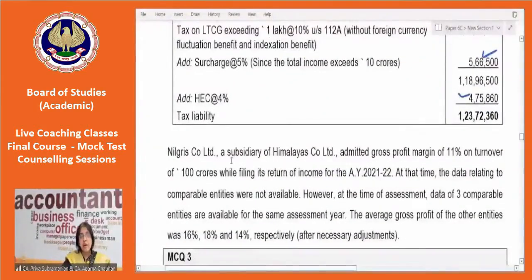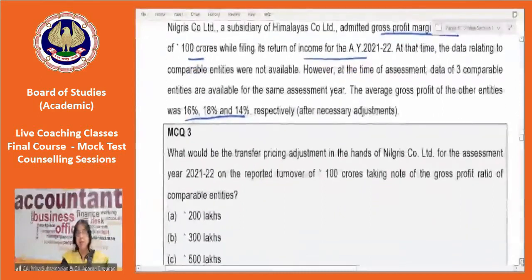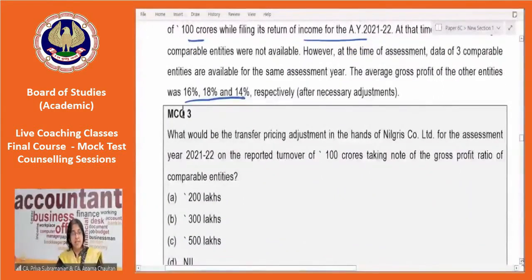Next one, Nilgiris Company Limited, a subsidiary of Himalayas, admitted a GP margin of 11% on turnover of 100 crores while filing its return of income. At that time, the data relating to comparable entities for that year was not available when it filed its return. However, at the time of assessment, data of 3 comparable entities are available for the same assessment year. Average GP of the other 3 entities are given as 16, 18, and 14%. Now, what would be the transfer pricing adjustment in the hands of Nilgiris Company Limited for the assessment year on the reported turnover of 10 crores, taking note of the GP ratio of the comparable entities? So 4 options are given: 200, 300, 500, and 1,000,000.